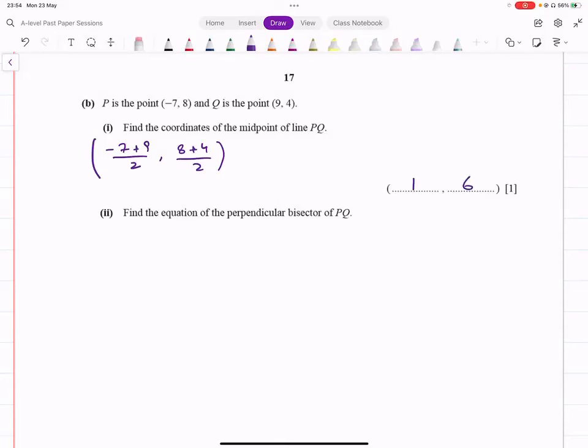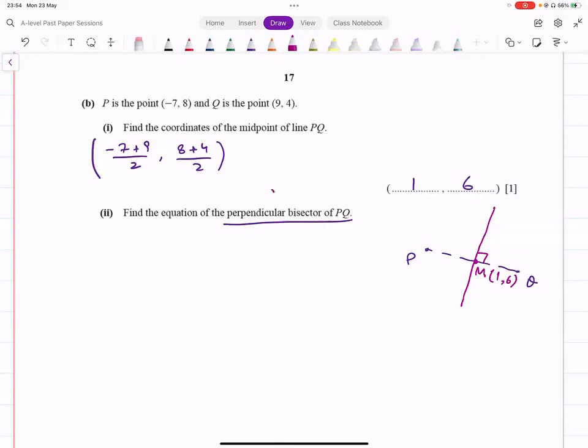Now it says find the equation of the perpendicular bisector of PQ. Perpendicular bisector क्या होता है? अगर आपके पास 2 points हैं, let's say one is point P here and the other is point Q here. Perpendicular bisector is going to be the line that passes through the midpoint of PQ and is perpendicular to PQ. अब midpoint तो आपने निकाल लिया already. Let's call this point M. M के coordinates क्या हैं? 1 और 6.